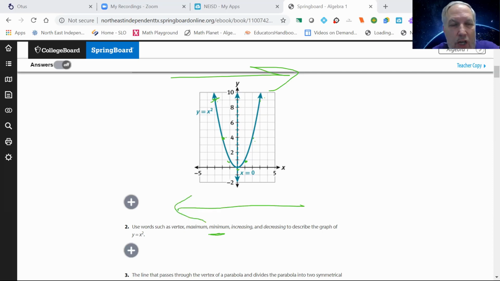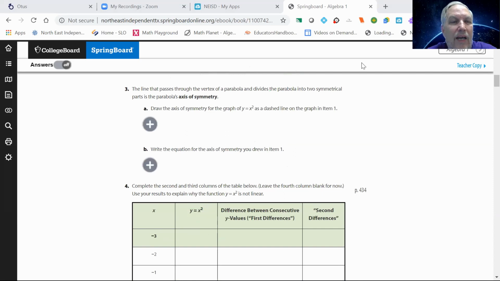There's a definite change in direction when it changes from decreasing to increasing, and that is going to be the vertex. That's the point where it changes direction. The line that passes through the vertex of a parabola and divides the parabola into 2 symmetrical parts would be called the axis of symmetry.